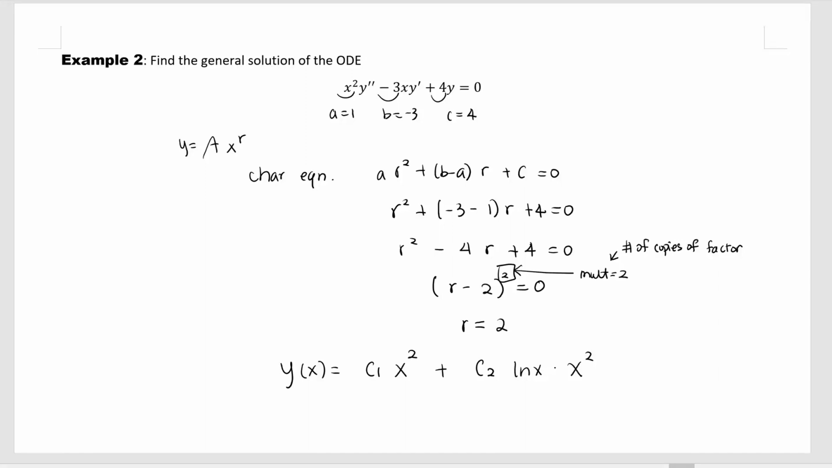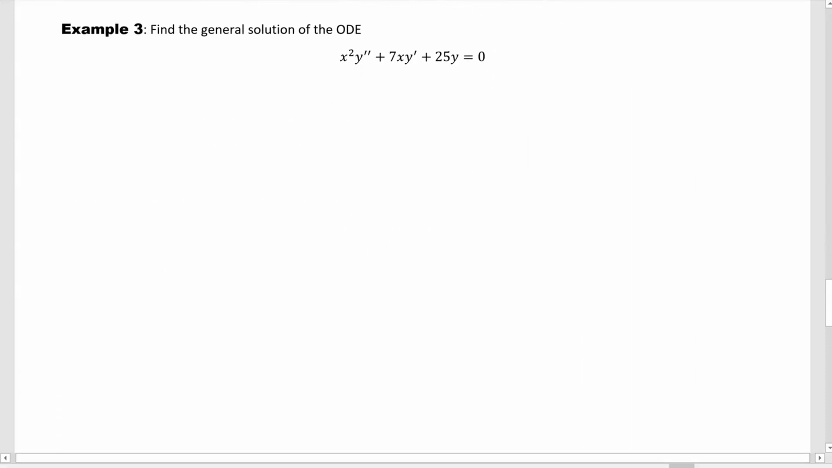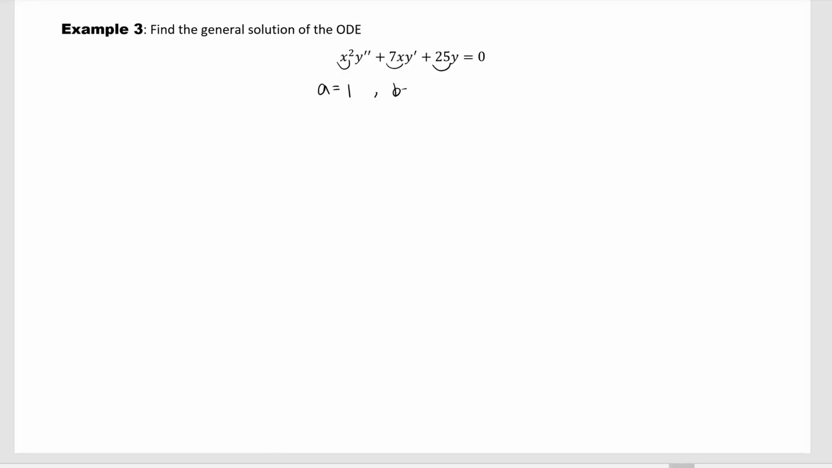All right, let's look at example 3. You can pause here and try to work on this problem first. So this is, see, x squared, x, and constants. We have a Cauchy-Euler equation, so we're able to solve. a is 1, b is 7, c is 25. So a, b, c are constants, numbers. We know the solution looks like x to the r.